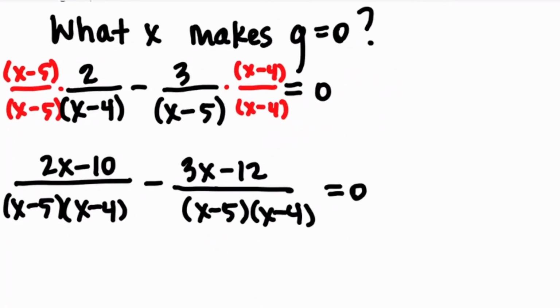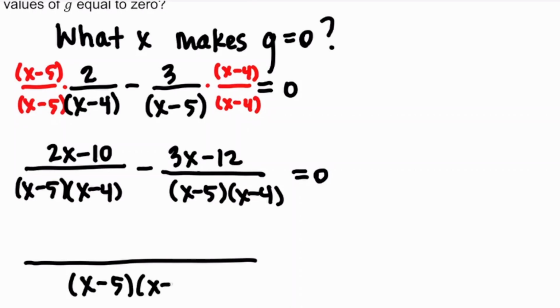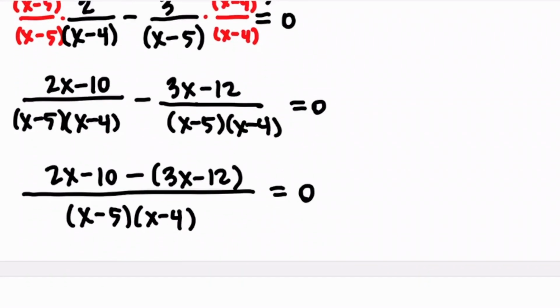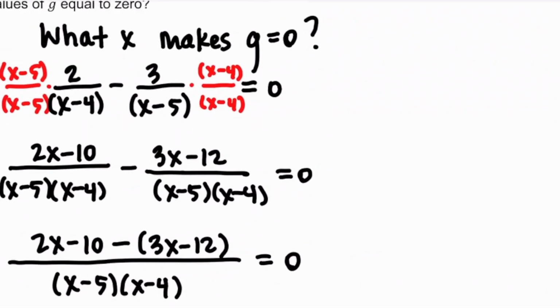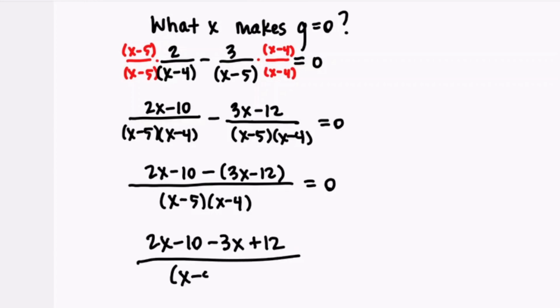When I go to combine these with a single denominator of x minus 5, x minus 4, I'll be subtracting 2x minus 10 minus all of 3x minus 12. So we need to throw that in parentheses. Okay, I've run out of room. Let's see if I can make myself some more room here. All right, so we can keep going, and we're going to distribute the negative. So 2x minus 10 minus 3x plus 12, all divided by still x minus 5, x minus 4.